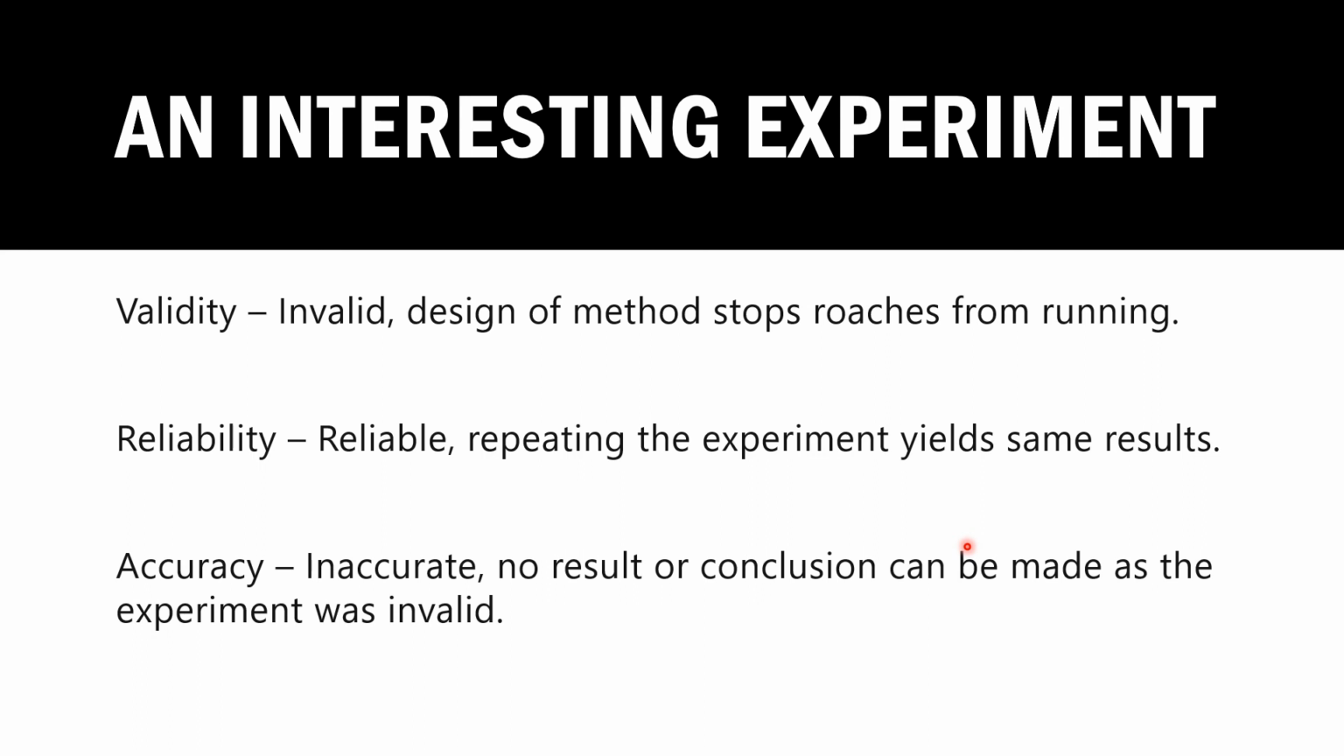First off, the validity of the experiment would be considered to be invalid. The idea is that the method stops the cockroaches from running, so we're not really testing our original aim if the cockroaches are no longer able to move, which is the entire point of the experiment, the whole thing that we're trying to measure.